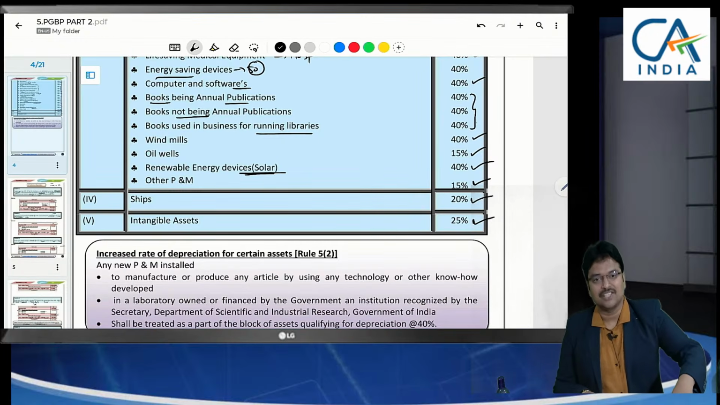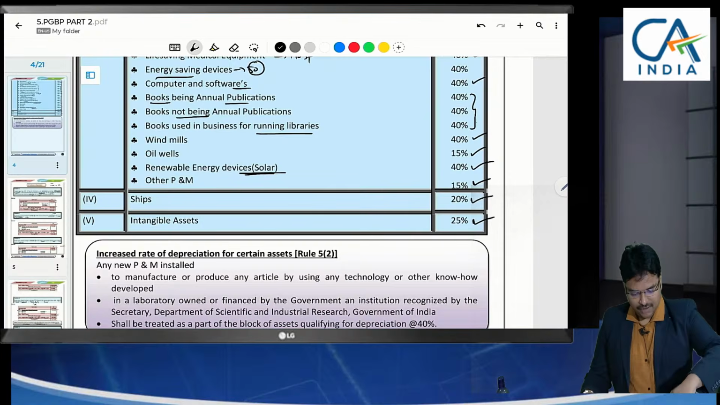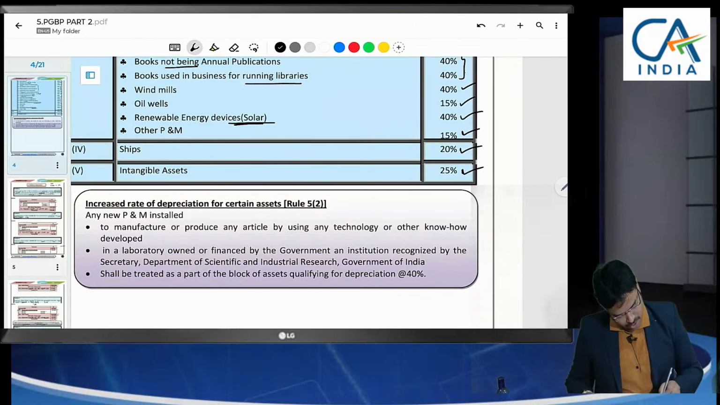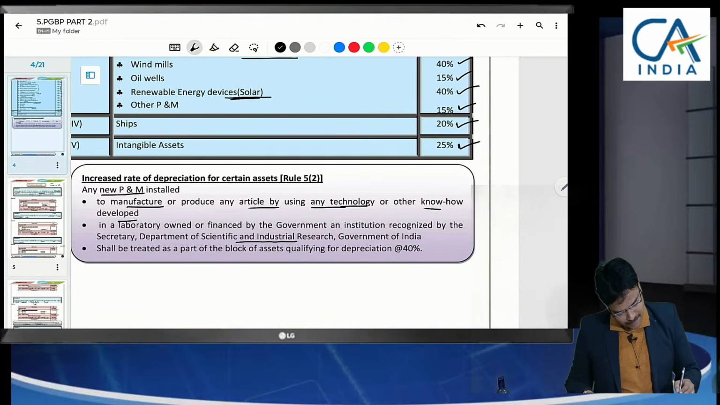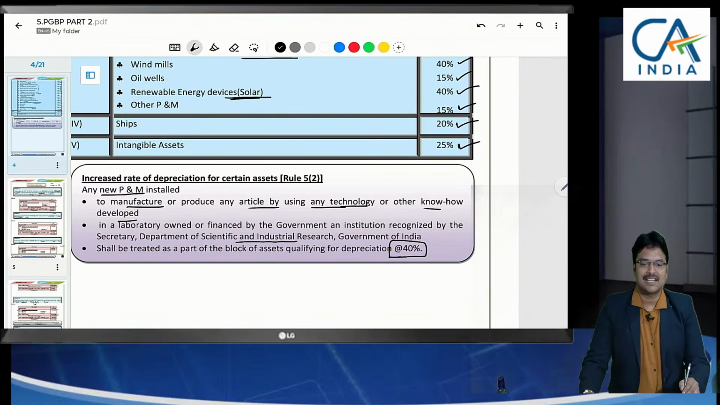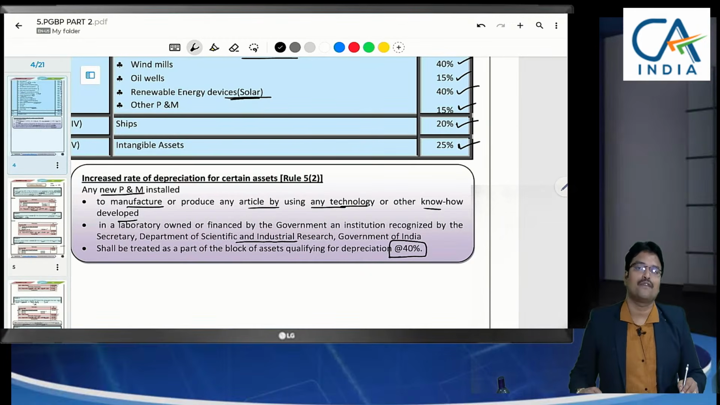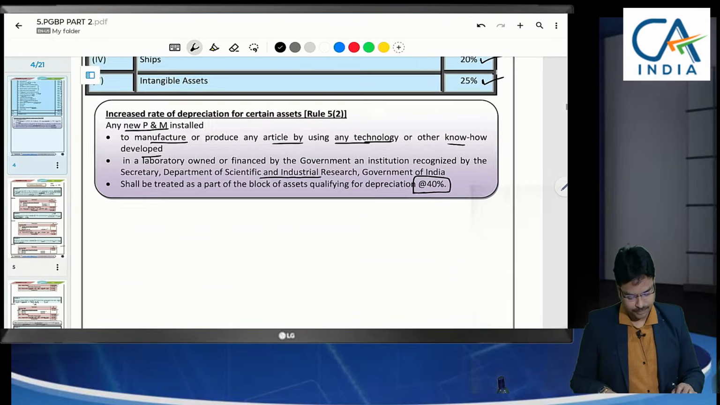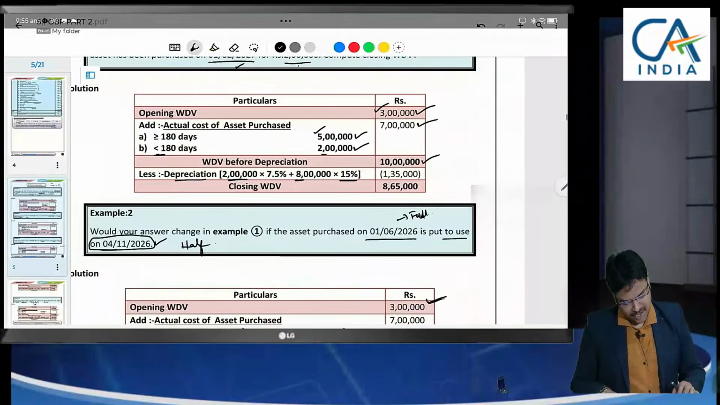Is it clear, sir? So, these are the rates of depreciation, and there is one more special exception. For the purpose of industrial research, any technology or know-how developed to manufacture any article using any technology, they purchase any new plant and machinery. For them, technological product manufacturing business, exclusively a higher rate of 40% depreciation is given. This is an exception. Now coming to the next one.